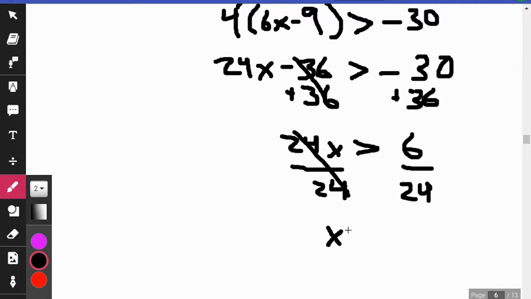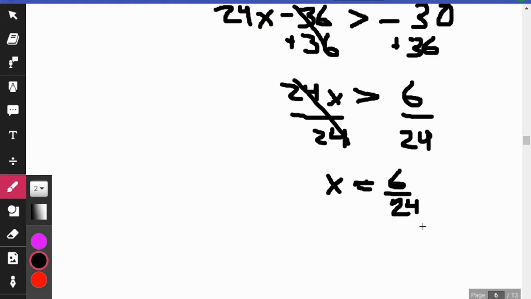x equals 6/24. Now, technically, that's not a simplified fraction. What do I need to do to simplify that? Well, I need to find out what goes into both of them. 6 does. That's really just 1/4.